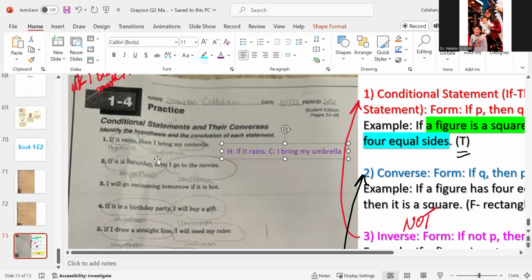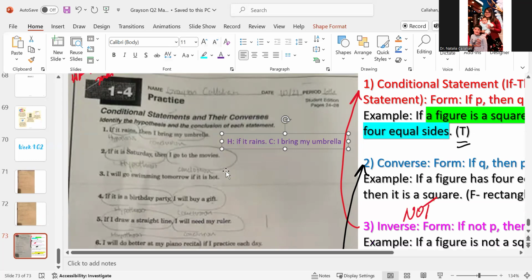Okay. If it's Saturday, then I go to the movies. Fine. I will go swimming tomorrow if it is hot. If it's hot, so this one is a little bit reversed. Do you see that? For number 3, the hypothesis is if it's hot, right? Conclusion is I go swimming. So make sure you circle it and label it correctly.